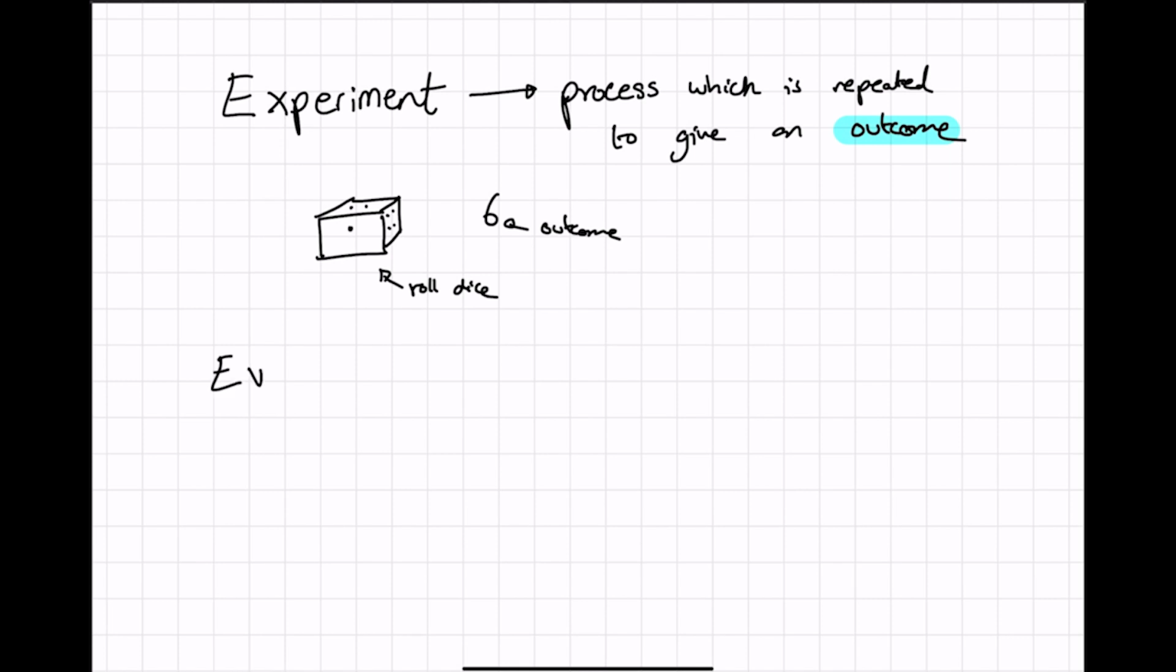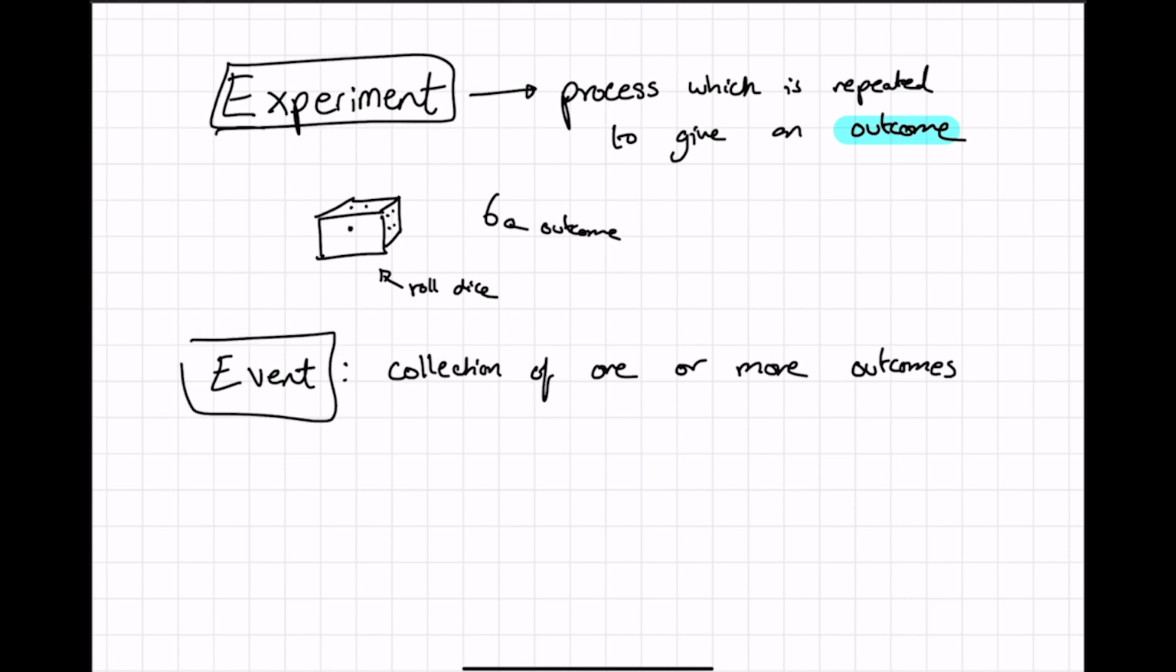So that's the next word you need to know. What is an event? A collection of one or more outcomes. It could be that I roll the dice 20 times and I say, okay, what's this event? The event is how many evens did I get when I rolled my dice, or something like that. So that's the next keyword you need to know. You need to know what an experiment is, you need to know what an event is, and you need to know what an outcome is.